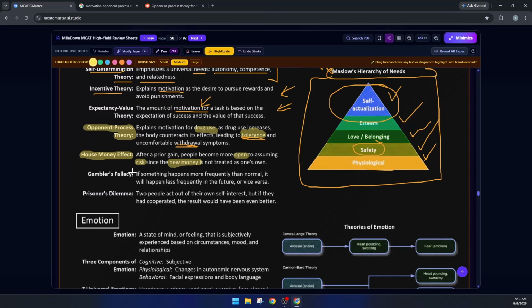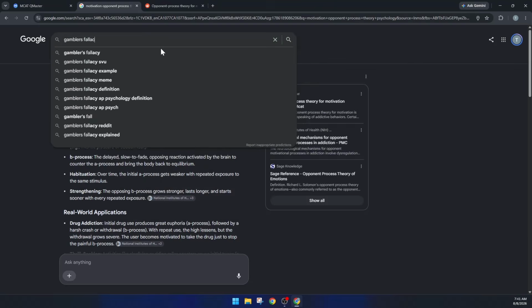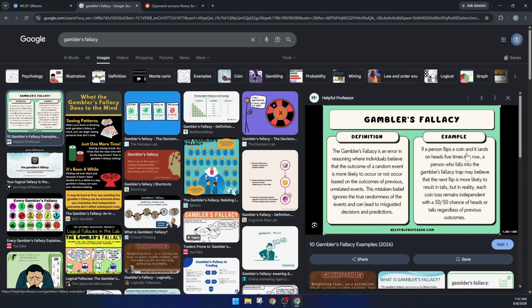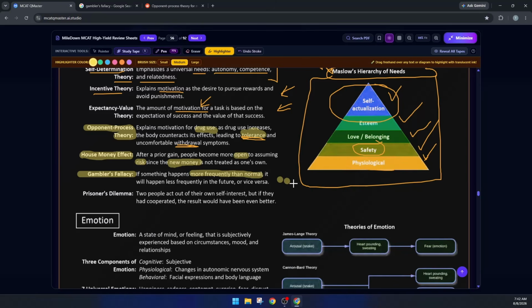But yeah, gambler's fallacy. If something happens more frequently than normal, it will happen less frequently in the future, or vice versa. So this is a fallacy, meaning this is something people believe, but it's not necessarily true, right? Let me go to gambler's fallacy. If a person flips a coin and it lands on heads 5 times in a row, a person who falls into the gambler's fallacy trap may believe that the next flip is likely to result in tails. So for example, you're flipping a coin, and you're always getting heads. And then this causes you to have a gambler's fallacy, a type of belief that's not true. It makes you believe that this next event is not going to be heads again. It's going to be tails. That's what gambler's fallacy is thinking.